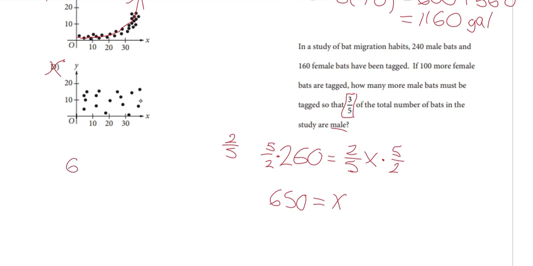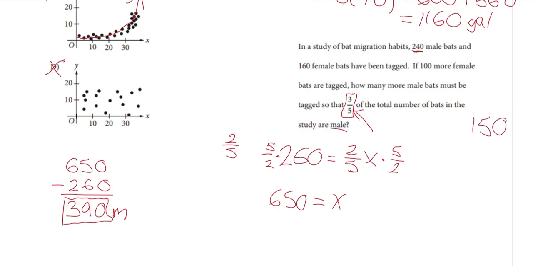So if there's 650 bats in total, and we know that 260 are female, we have to subtract them to figure out how many male bats there are in total. 650 minus 260 is going to be 390. And if there was 240 male bats tagged, and there needs to be 390 male bats tagged in total in order for it to be 3/5 of the total, that means that we would have to tag an additional 150 bats.